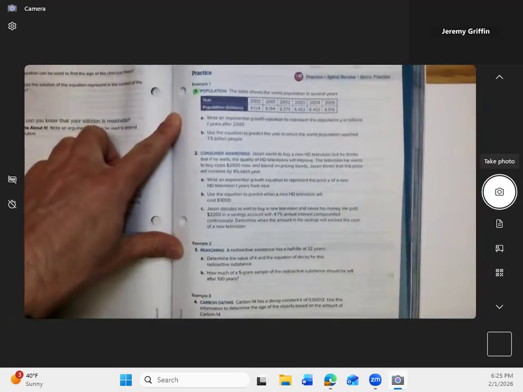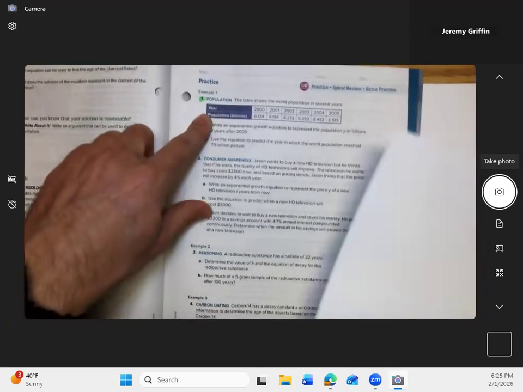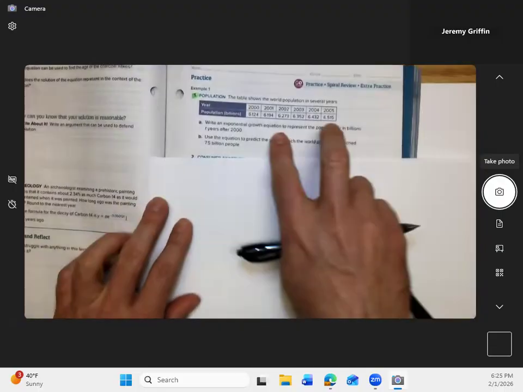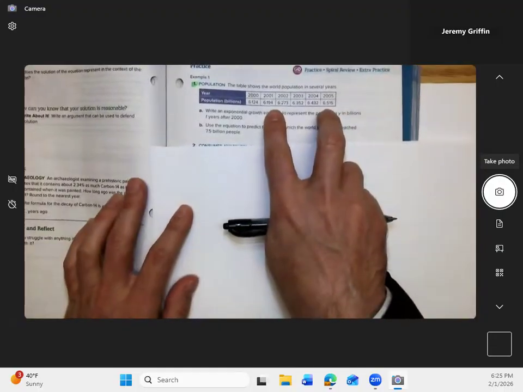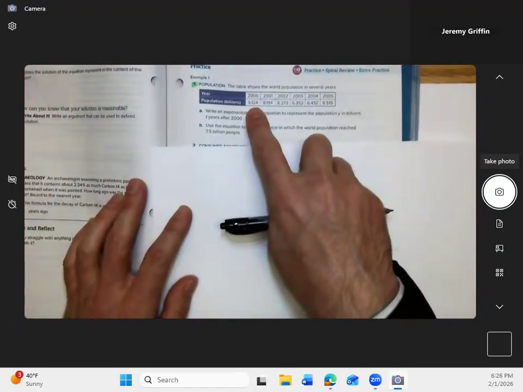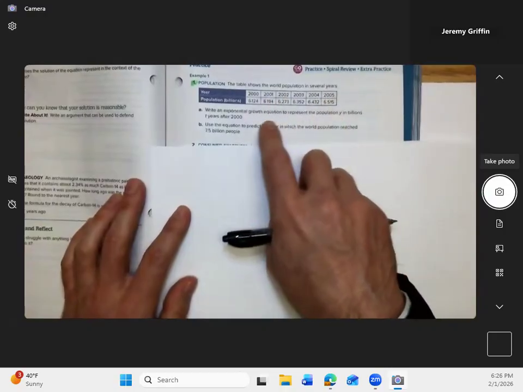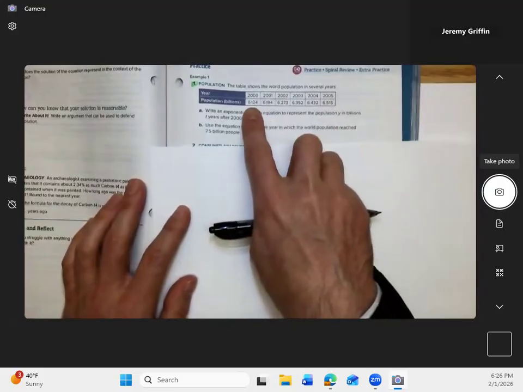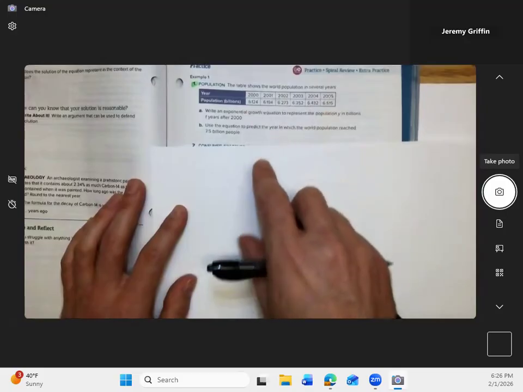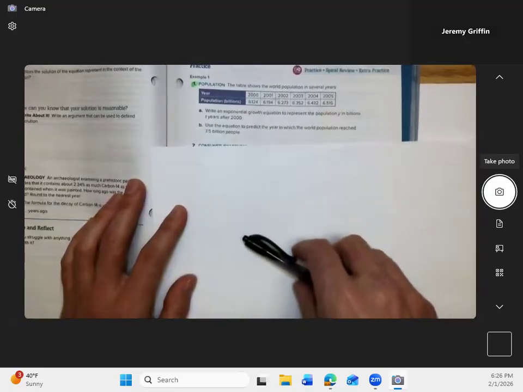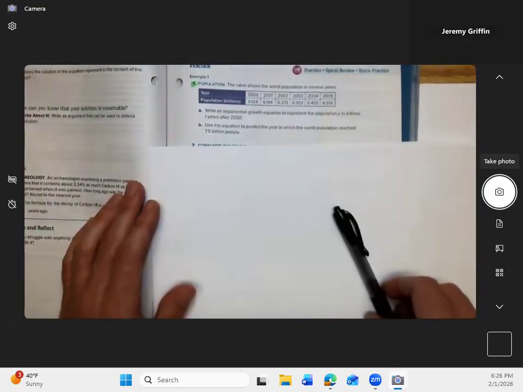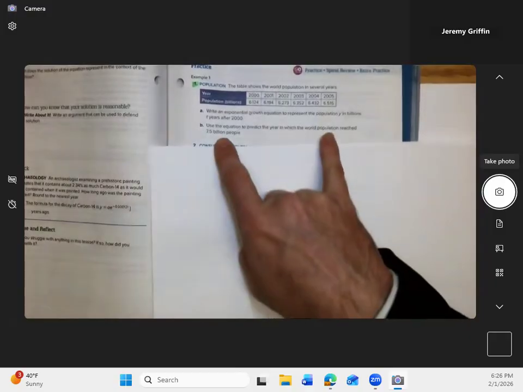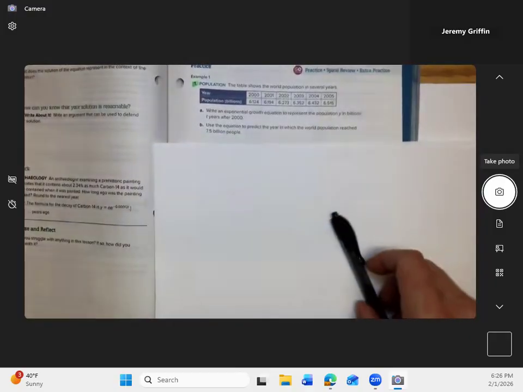All right, so I highlighted some of these. First one, we got a table of values, the world population in several years, 2000, 2001 to 2005. Write an exponential equation to represent the population in billions. So world population in billions of people. Wait, is this even accurate? I don't know, maybe. After the year 2000. And then predict when the population will reach 7.5 billion people.